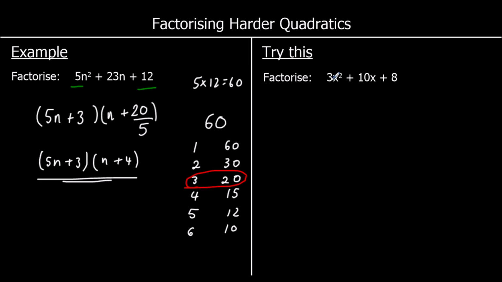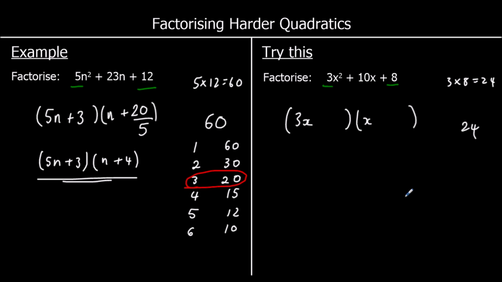Okay, so we've got 3x squared. So we're going to put 3x in one bracket, x in another bracket. That's going to multiply to make 3x squared. And we'll do a times c. So 3 times 8, which is 24. So we'll look at what multipliers make 24.